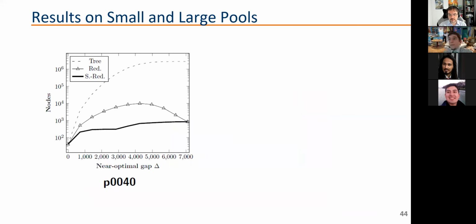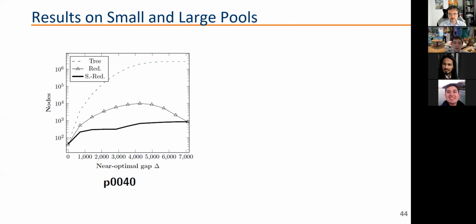Here we also have the number of nodes in the case that you represent all the solutions up to a certain near optimal gap of this problem P0040 using a tree, as the dashed line. Then in this line with the triangles, we have a reduced decision diagram. A reduced decision diagram is definitely going to be smaller than a tree, and you can see here that it's orders of magnitude smaller.